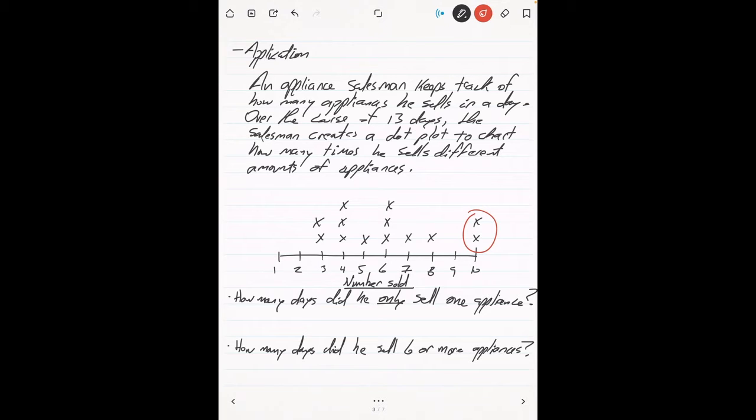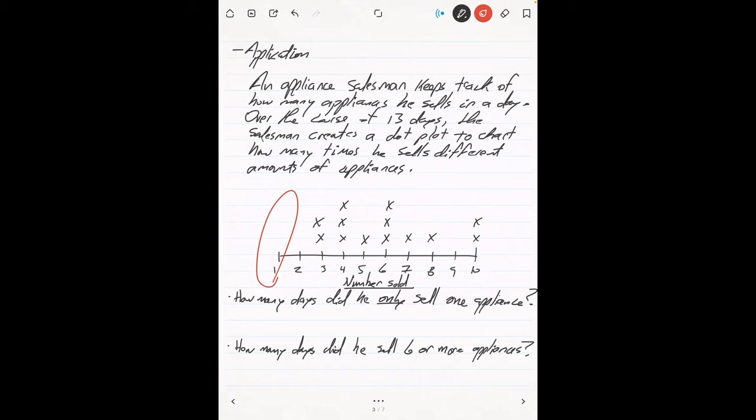The thing about a dot plot is it doesn't tell you the days over time. This isn't like day 1, day 2, day 3, day 4, etc. More so, it just keeps track of, out of the total number of days, how many times did he sell 6 items? How many times did he sell 4 items or 3 items? So, how many days did he sell only one appliance? Well, let's take a look.